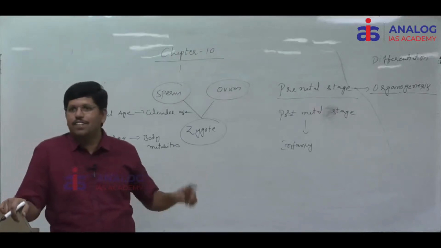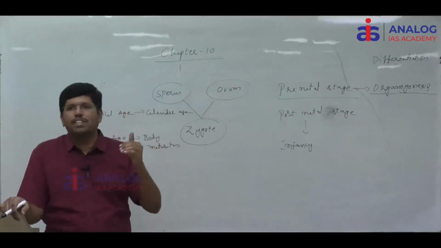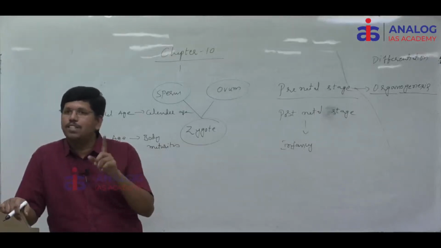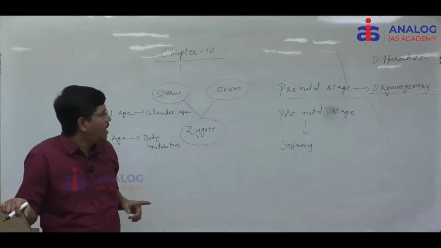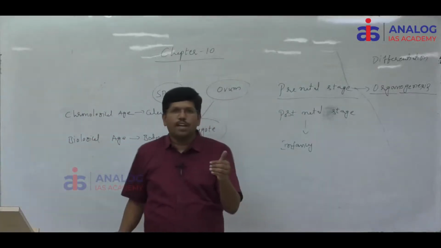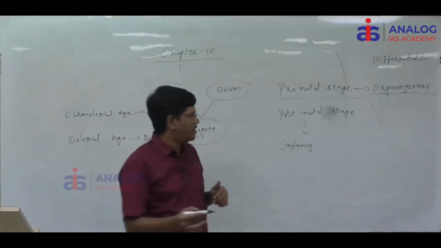Now here also there is one reason. Why is there an age difference between males and females for marriage? This is the reason. The females' biological maturity is rapid. That's why males come to sexual maturity at the age of 12 years on an average, and females at the age of 10 years.